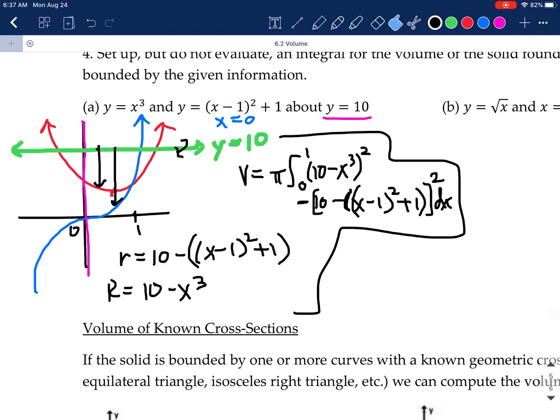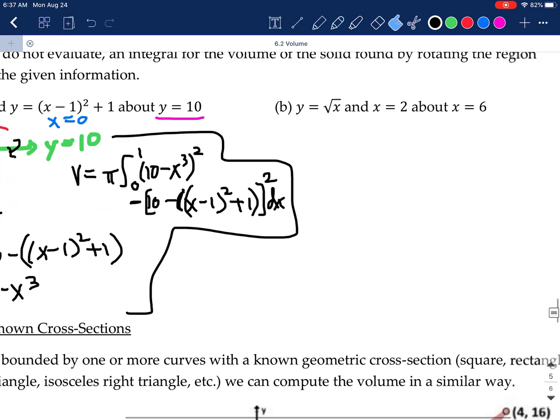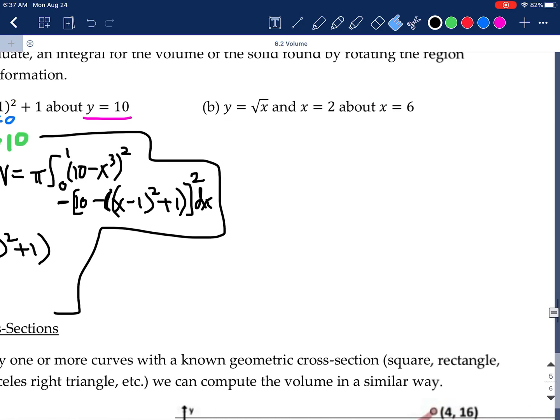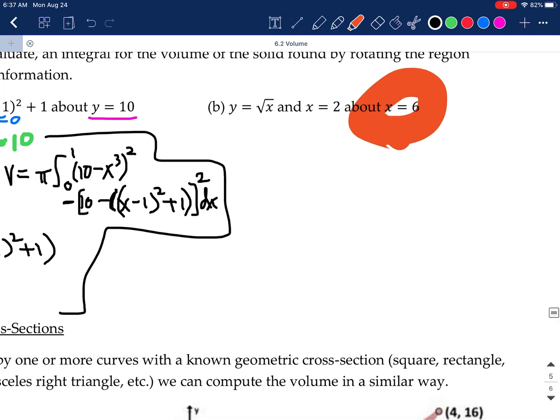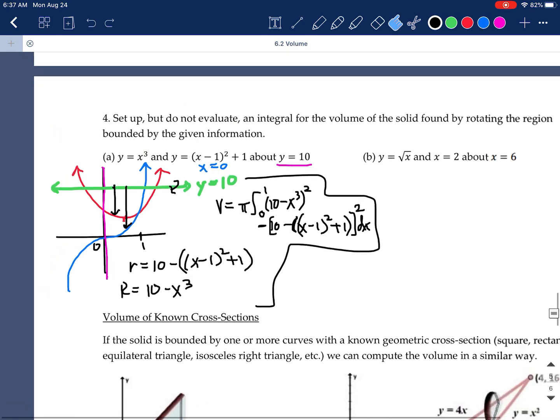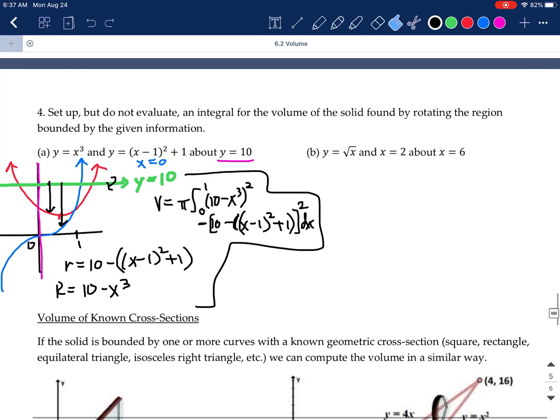But the key is the setup. I want to make sure that the setup is familiar for you. The second one then you can do on your own, just follow kind of the same format. This is going to be a little bit different though, because we're going to be rotating about a vertical line. So it's going to be a function of y, but the same idea will apply.